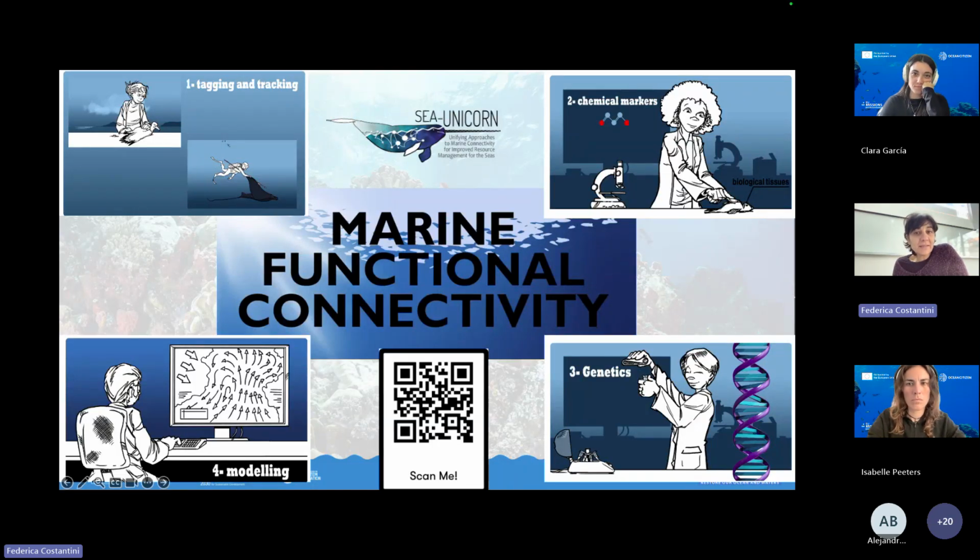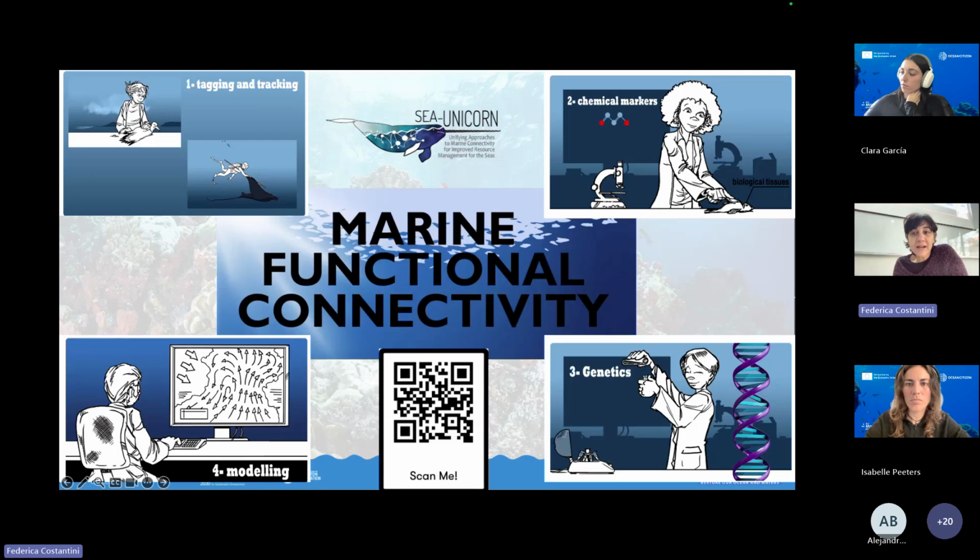In fact, scientists use a wide range of methods which fall into four main categories: tagging and tracking, chemical markers, modeling, and genetics. Tracking with electronic tags gives the most accurate description of species movement, but can only be used on large organisms, so it's not possible to use on corals and sponges, for example.